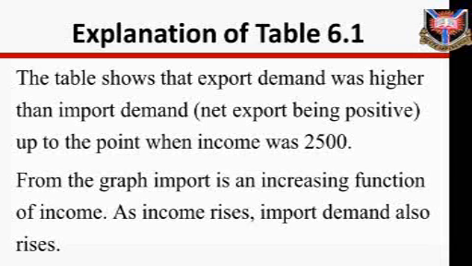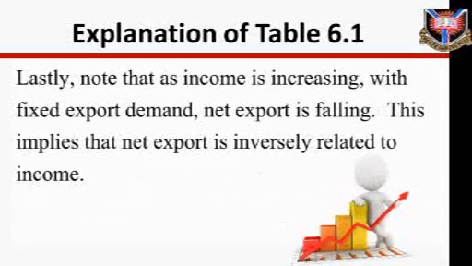The table shows that export demand was higher than import demand, net export being positive, up to the point when income was 2,500. If we graph the import function, you will find that import is an increasing function of income. As income rises, import demand also rises. Lastly, note that as income is increasing with fixed export demand, net export is falling. This implies that net export is inversely related to income.